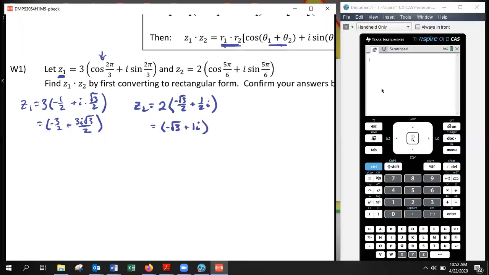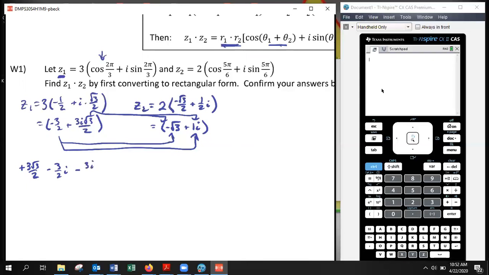Now, if I multiply these two together, remember we're going to take our traditional FOIL approach. So first, outer, inner, and then last. The first is going to be a positive 3 square root of 3 over 2. The outer will give me a negative 3 halves i. The inner is going to give us a negative 3i square root of 3 times the square root of 3 over 2. And then the last will be a positive 3 square root of 3 over 2 i squared. So again, foiling through, we get this.